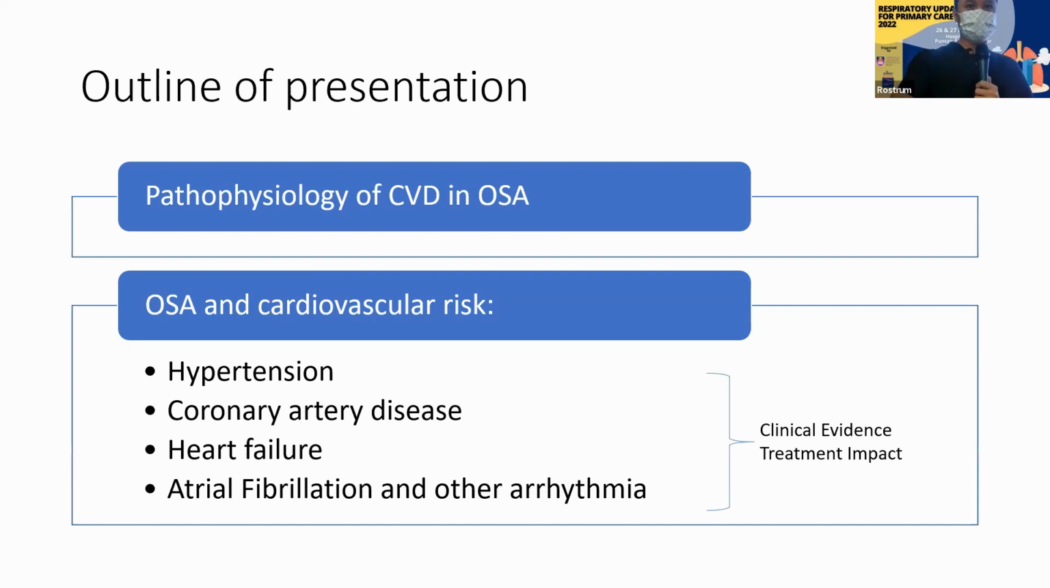The outline of my presentation today: I will first start off with some introduction on the pathophysiology of cardiovascular diseases in patients with sleep-disordered breathing, particularly obstructive sleep apnea. Then I will discuss the clinical evidence and treatment impact of obstructive sleep apnea on 4 major cardiovascular diseases, which are hypertension, coronary artery disease, heart failure, atrial fibrillation, and some other arrhythmia.